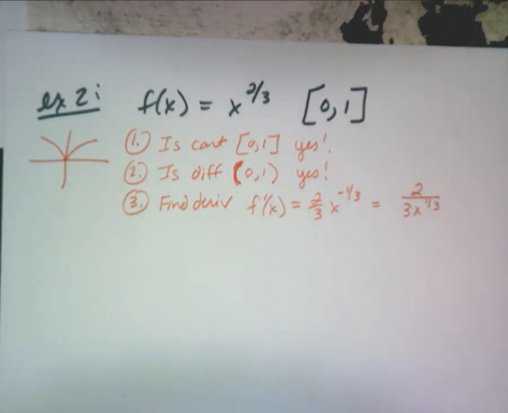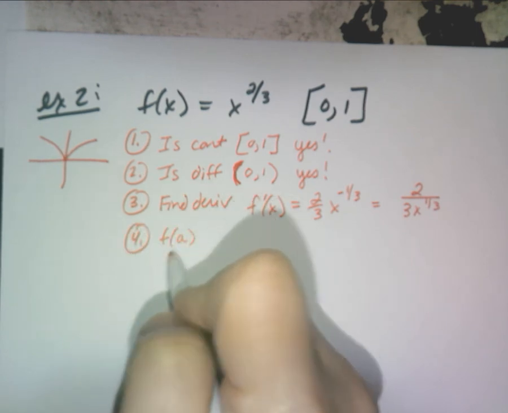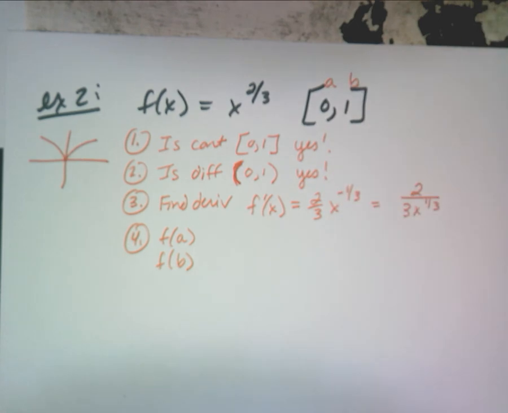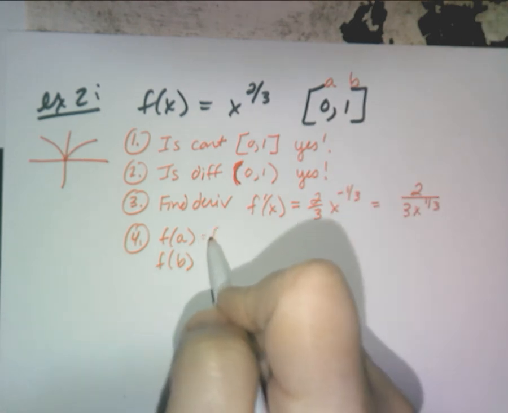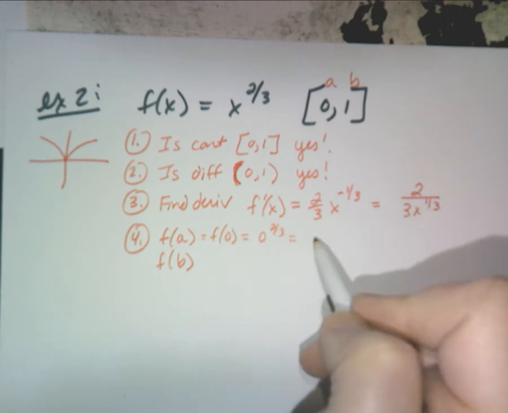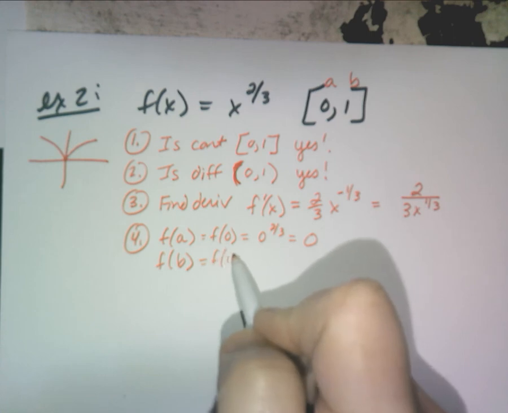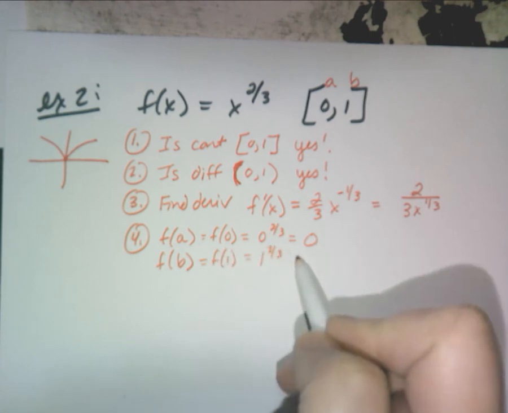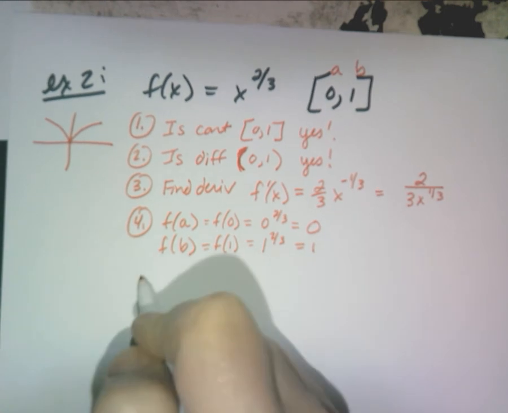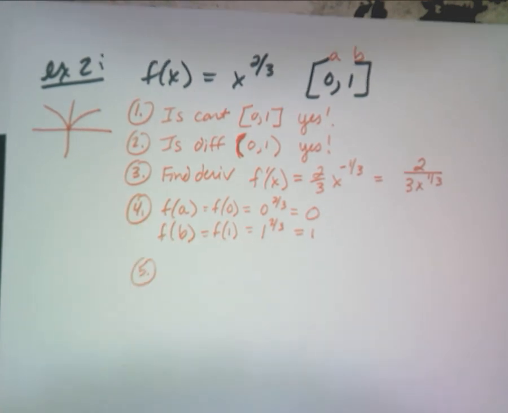Okay. Once you take a derivative, I would find the f of a and the f of b, and I'm going to call this a and this b. So this is the f of 0, which is 0 to the 2/3. What's that? 0. The f of b, which is 1 to the 2/3. Guess what that is? 1. Okay. And then once you do that, apply that formula. Like some people probably skip 4. This is how I do it.